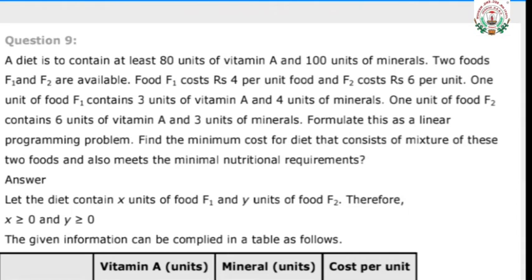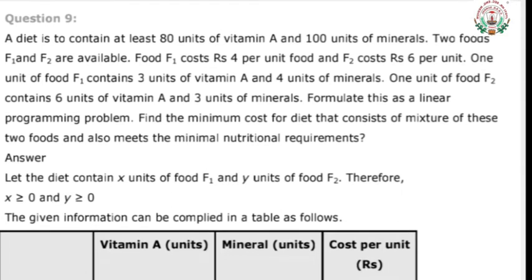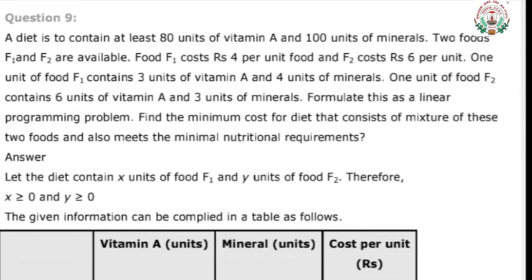Question number 9. A diet is to contain at least 80 units of vitamin A and 100 units of minerals. Two foods F1 and F2 are available. Food F1 costs rupees 4 per unit and food F2 costs rupees 6 per unit. One unit of food F1 contains 3 units of vitamin A and 4 units of minerals. One unit of food F2 contains 6 units of vitamin A and 3 units of minerals. Formulate this as a linear programming problem.